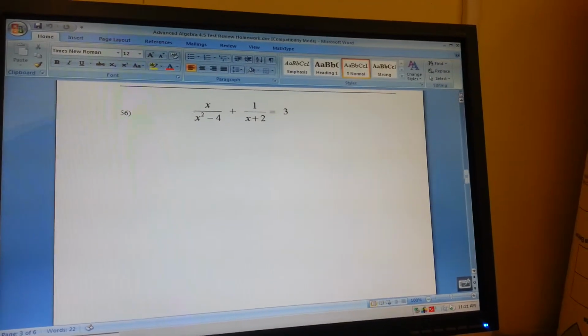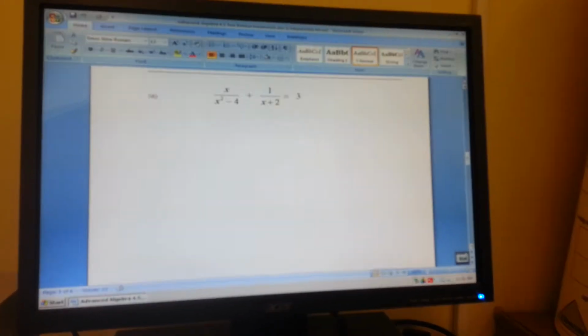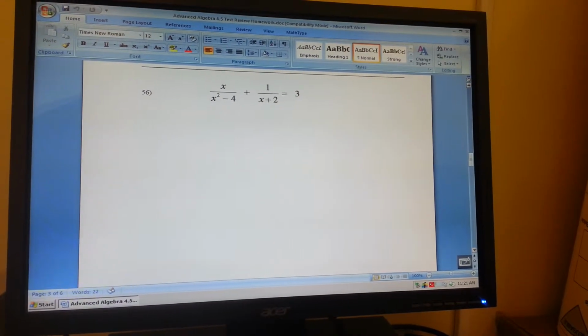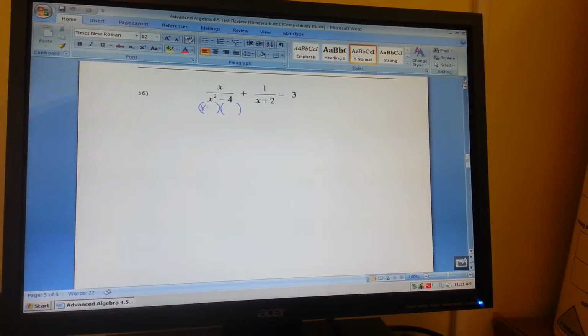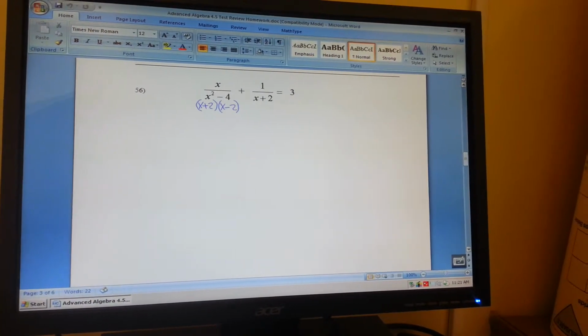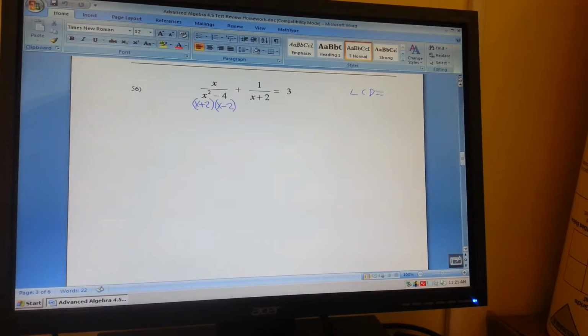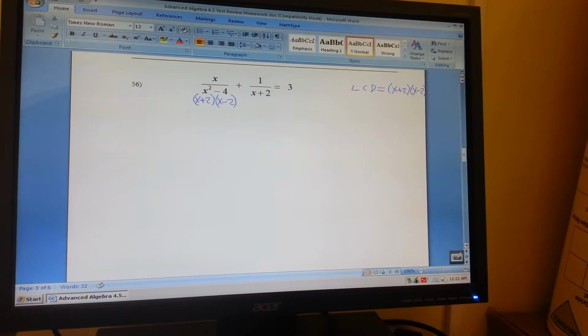Okay, what kind of equation is it first of all? Fractional equation. What does it say to do first? So this denominator can be factored to what? x plus 2, x minus 2, right? Then find our LCD, which is what? x plus 2, x minus 2. We all agree with that? Then what?